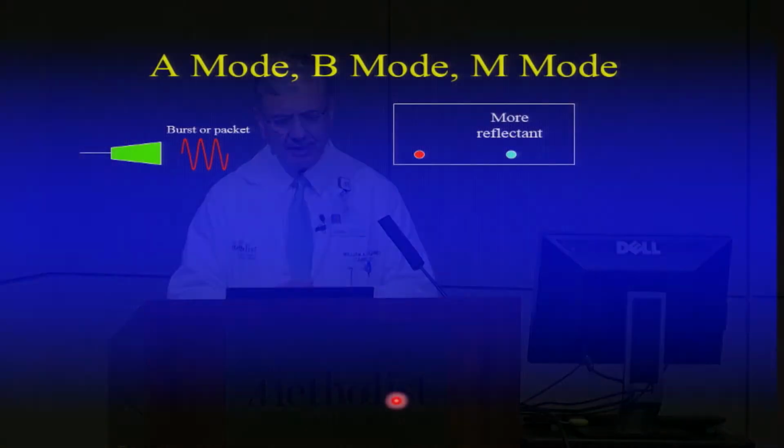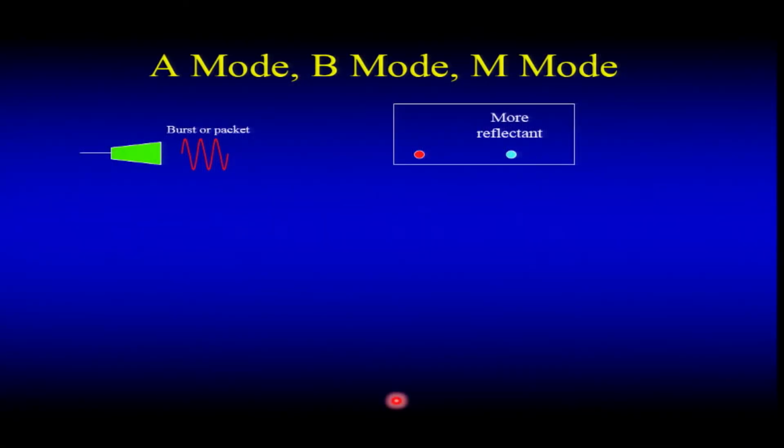What are these modes? A mode, you probably haven't heard about it, but it's called an amplitude mode. An amplitude mode, so I send this little burst or packet, and I have a red one that has properties less reflectant, maybe muscle, as opposed to a calcium on the right side. The calcium is more reflectant, so I'm going to see a much higher amplitude of this. So this is the amplitude mode. It reflects, comes back. What's the intensity of this? So I can plot it as an amplitude.